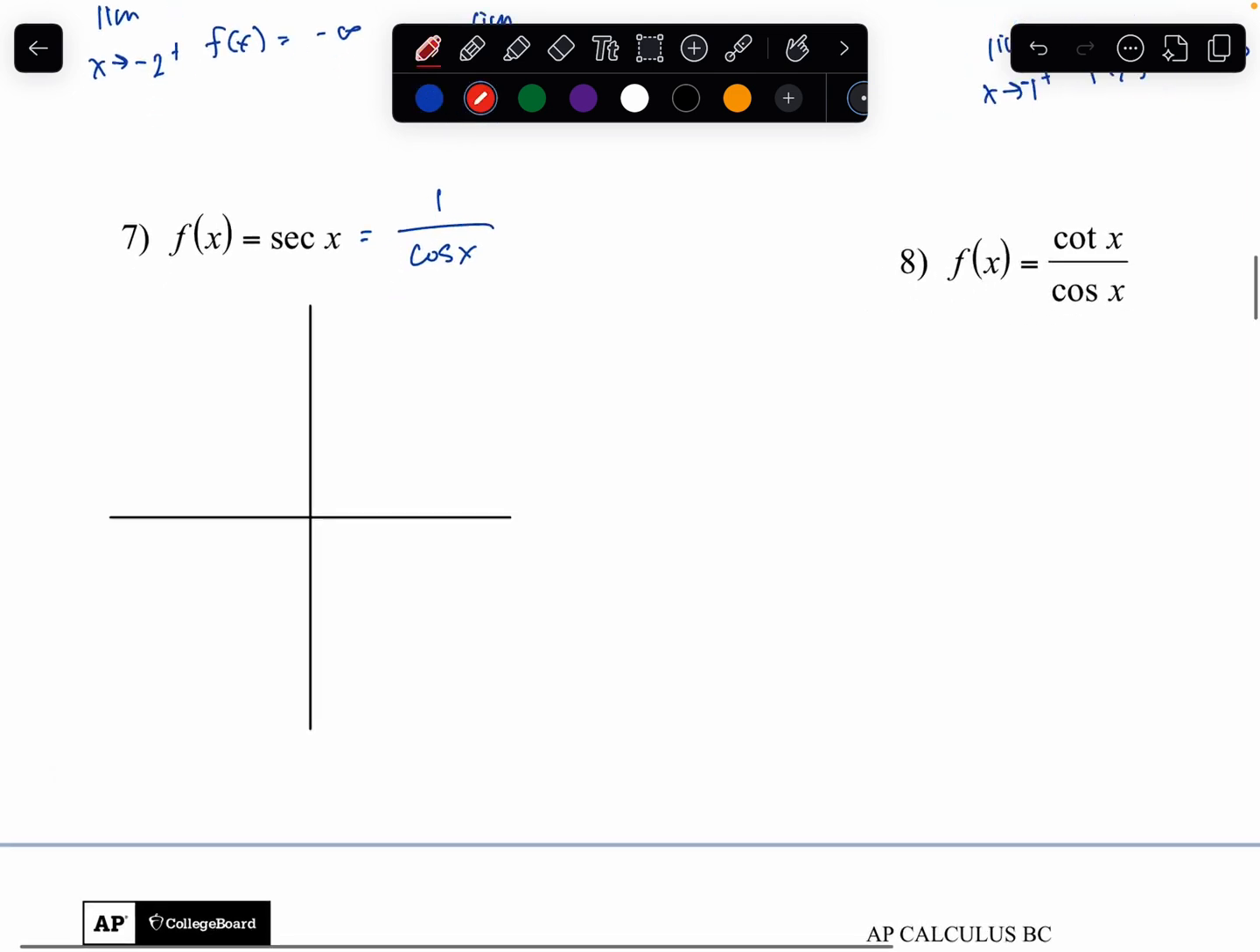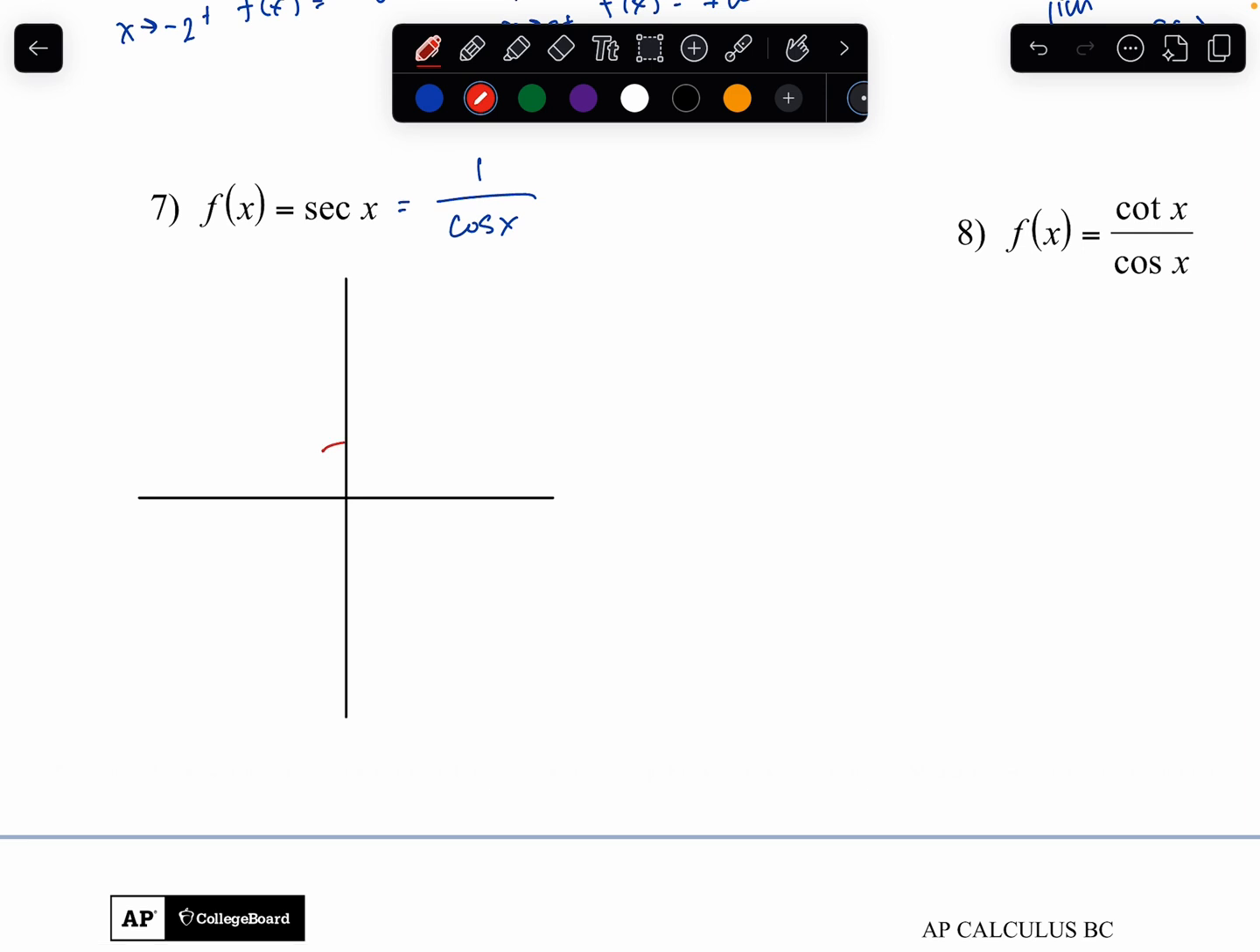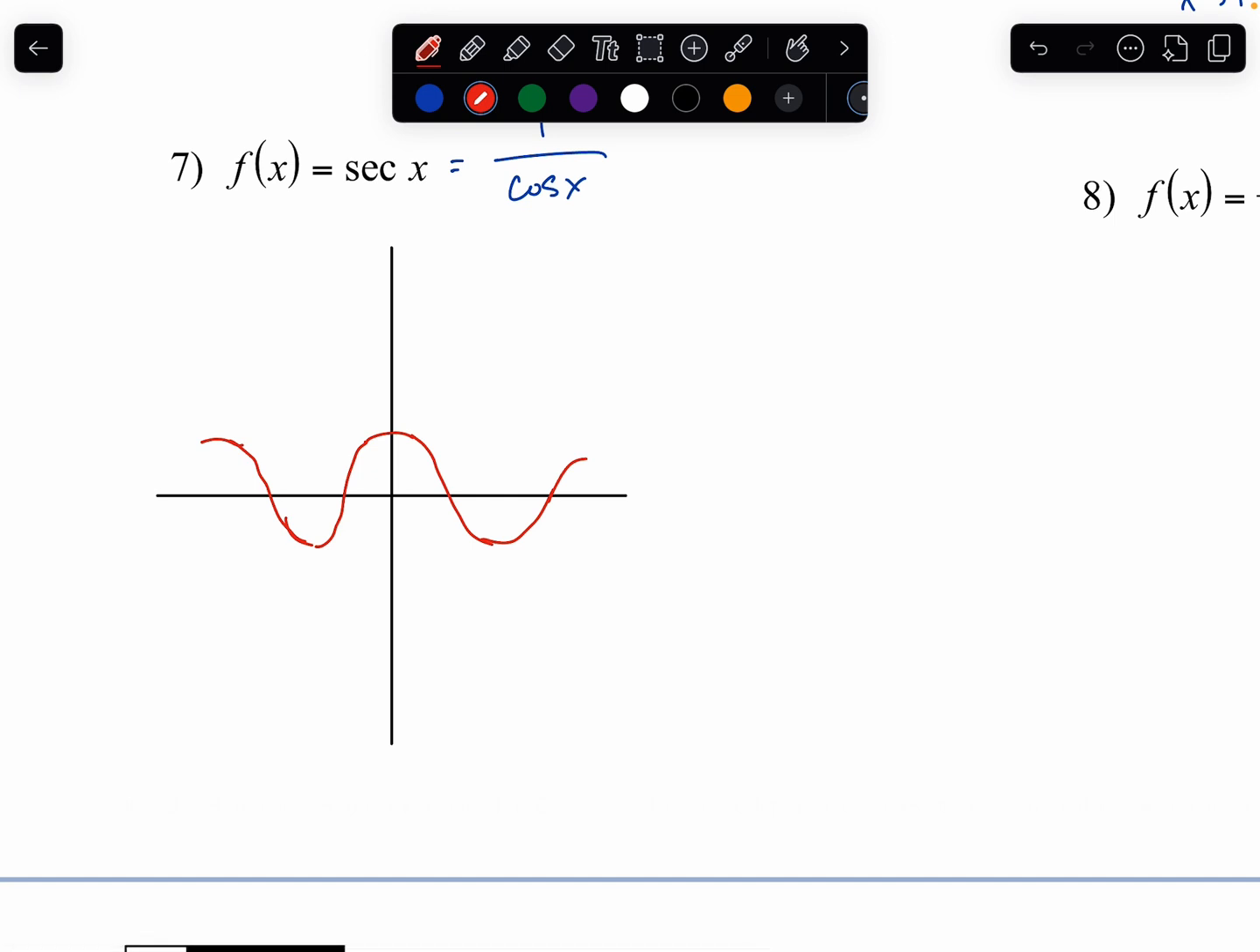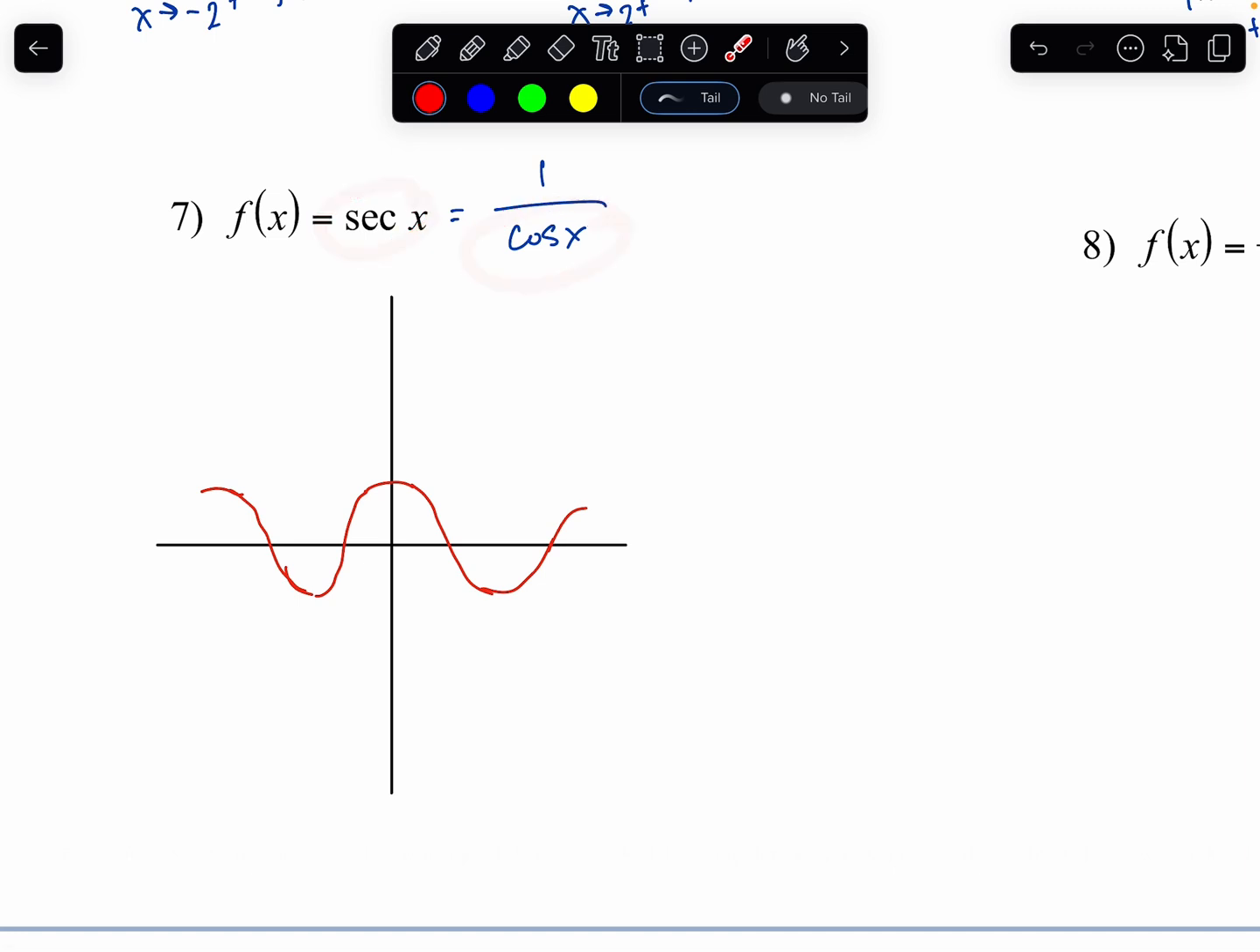So if I graph cosine of x, I know cosine of x goes like this right here, and it goes down and it goes up like that, and it keeps going. But secant of x is going to have vertical asymptotes when cosine of x is equal to 0. So this value right here is pi halves, and this value right here is 3 pi halves. And then the next value it crosses is going to be 5 pi halves, so on and so forth.